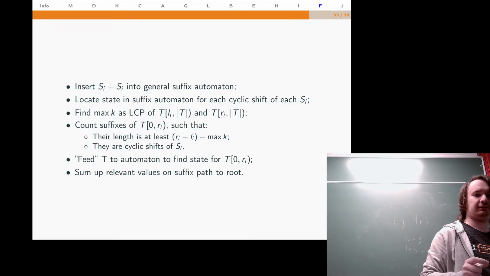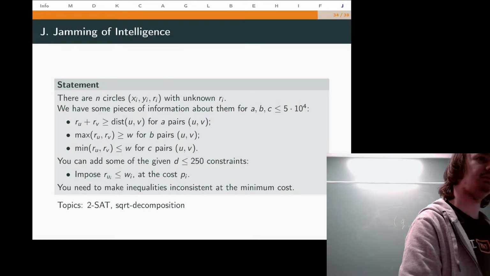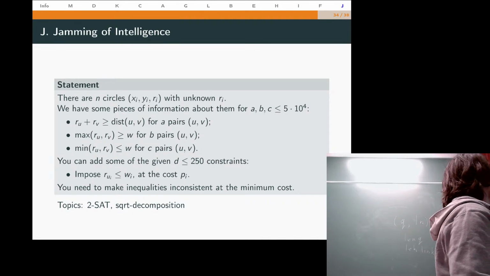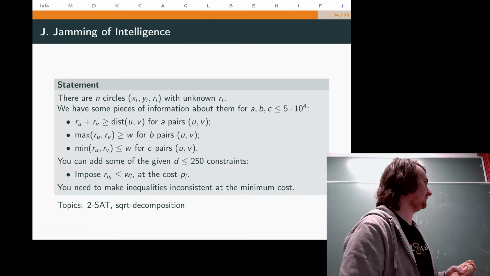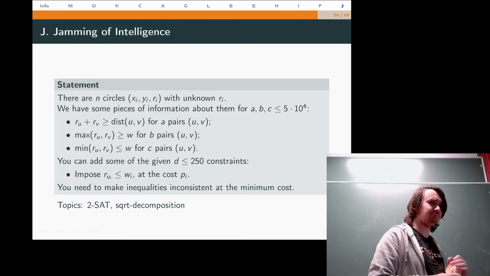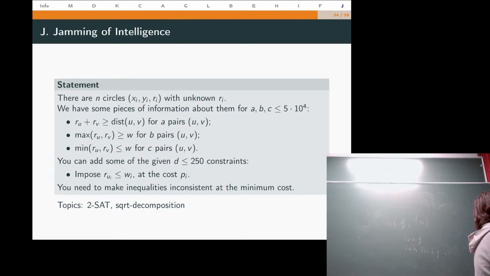So let's move to the next problem. This is the hardest problem of the contest, problem J. And this problem is about some facade and square root decomposition. So let's discuss the statement first.